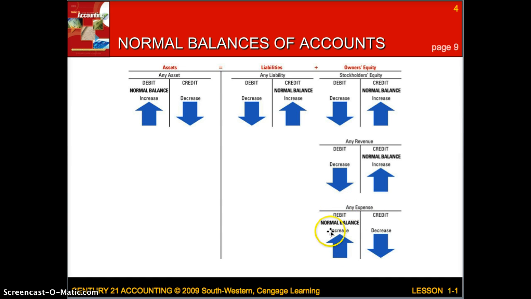Okay, because they are decreasing owner's equity, but the expense is increasing.